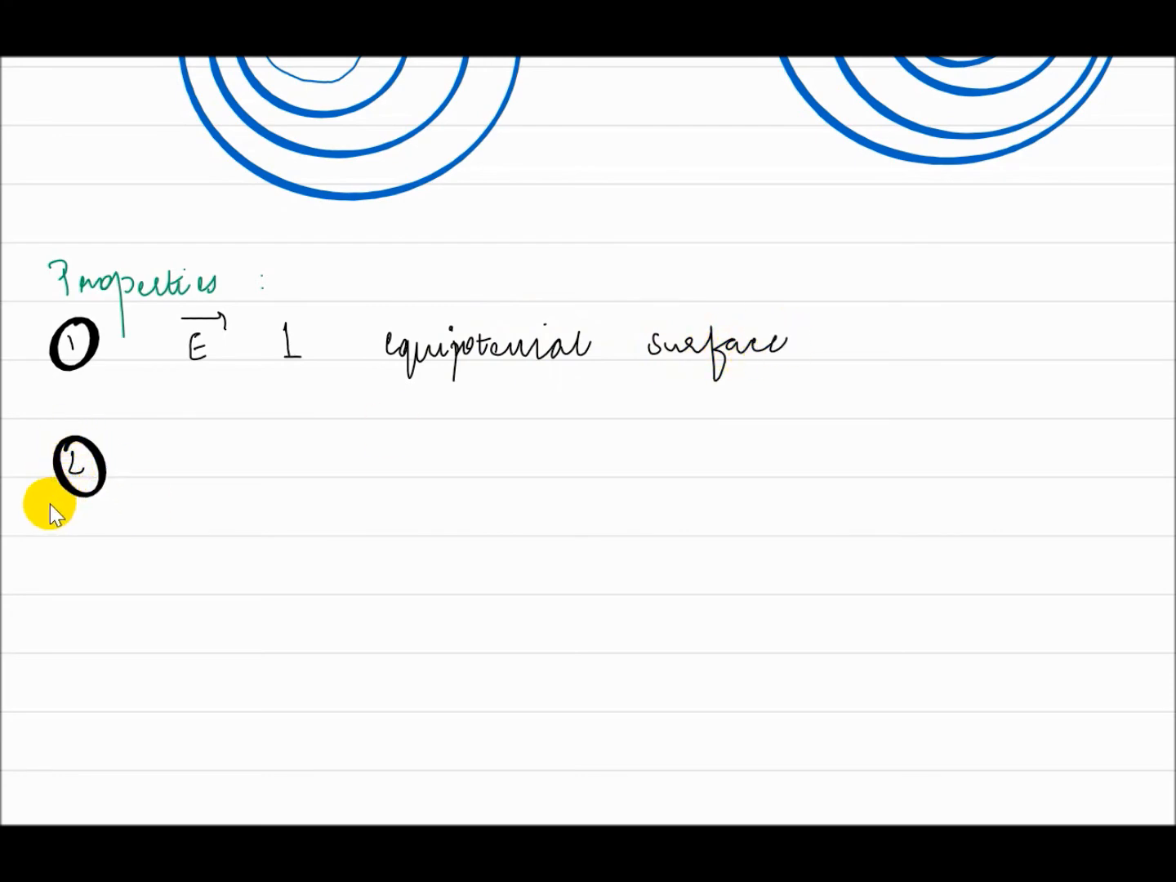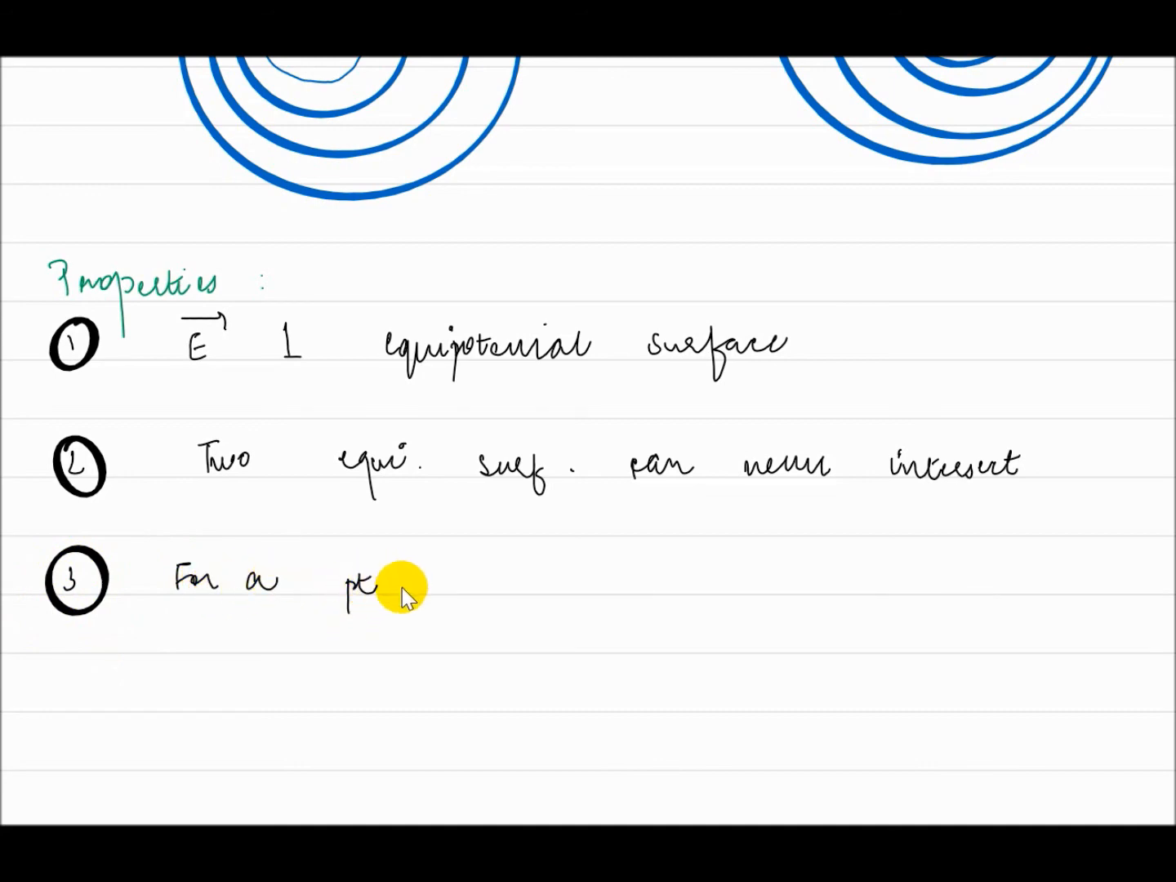Second, two equipotential surfaces can never intersect. Third, for a point charge, the equipotential surface is a concentric circle. As we saw in the case of a positive charge, the equipotential surfaces are concentric circles.